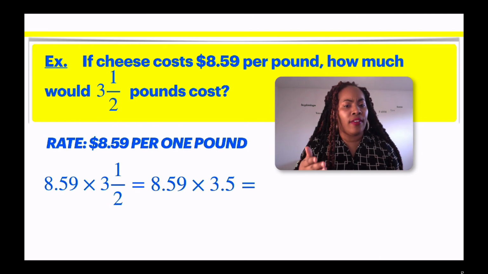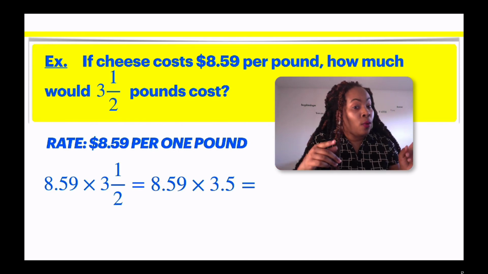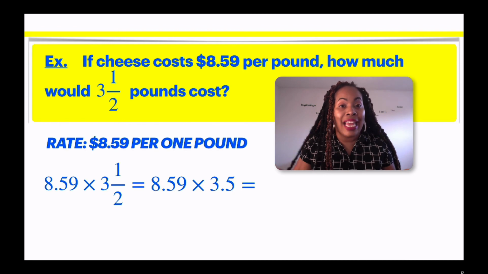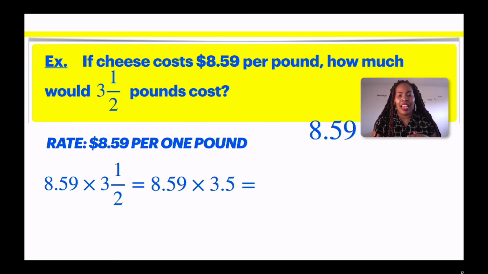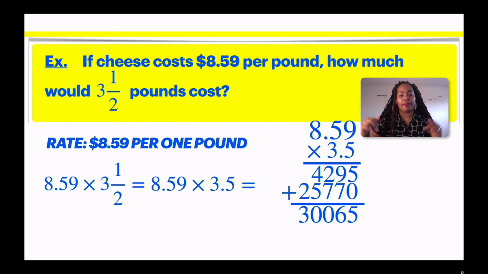We have 8.59 times 3.5 now. And like we just said a few moments ago, all we have to do is multiply as usual because you can multiply anything times anything. And when you do that, here's what it looks like. 8.59 times 3.5. And then you just go ahead. It doesn't even necessarily have to be lined up, but as long as you are multiplying as usual, we end up with 30065. And now for our favorite part, and that question being, where should our decimal go?